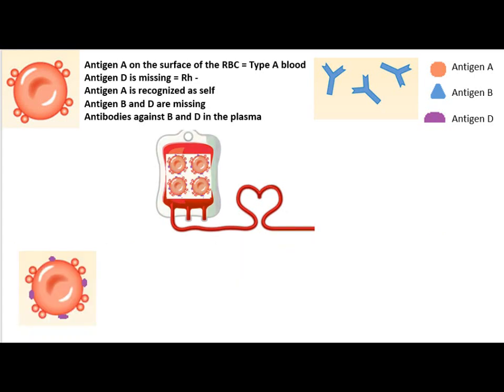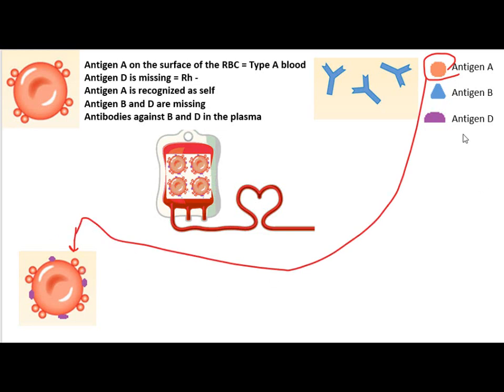Now, what if you get A plus blood type? You see this blood type over here has two antigens. It has antigen A right over here, so we determine that this is blood type A. But we see another antigen on the surface. We say antigen D. So we determine that this blood type is A plus.